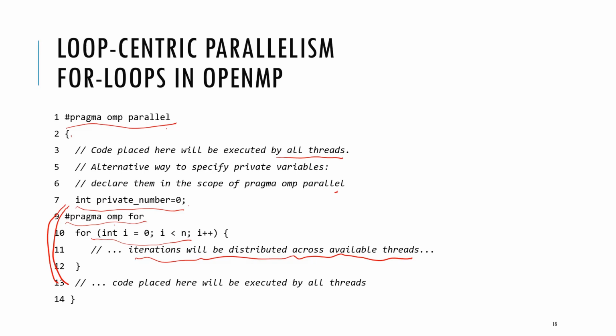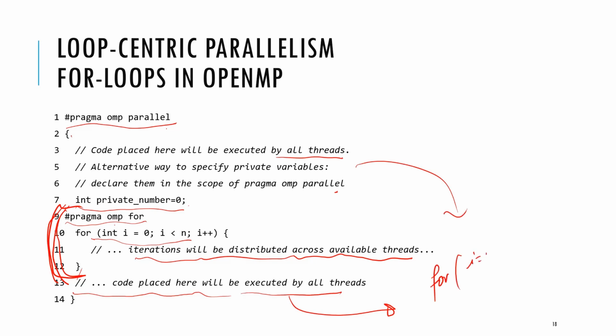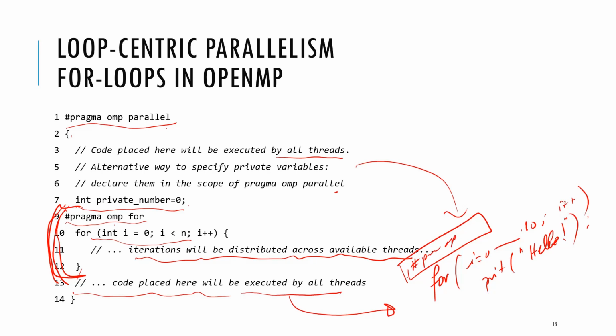However, the code that you have outside of this block will be executed by all the threads. For example, if you put before this block a normal for loop, i equals 0 up to, let's say, 10, i plus plus, and you print hello, then hello will be displayed 10 times by every single thread, because you haven't added the pragma omp for before it. If you don't add it, it will be executed by all the threads, and each thread will display the word hello 10 times. Say you have 4 threads, then in total hello will be displayed 40 times.